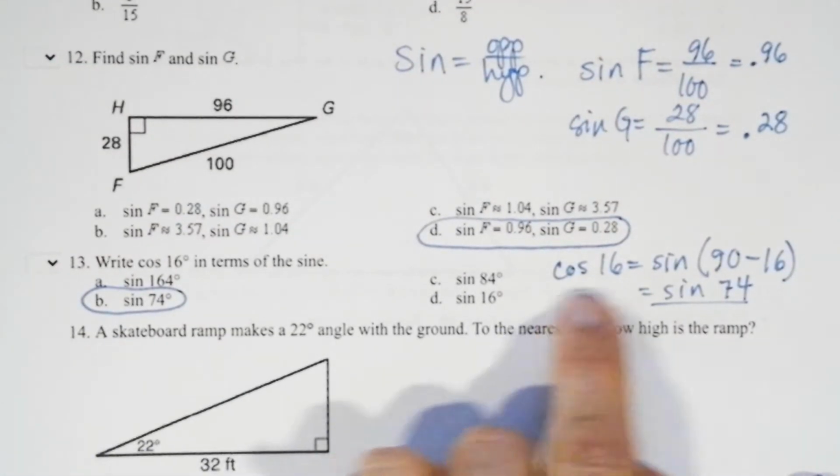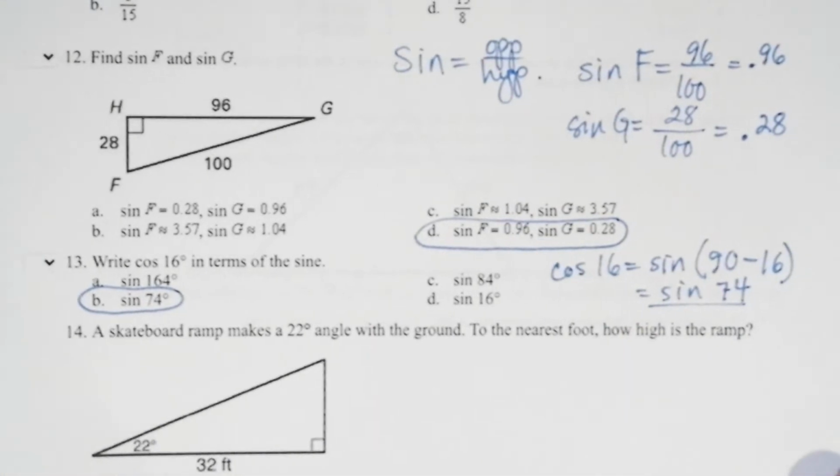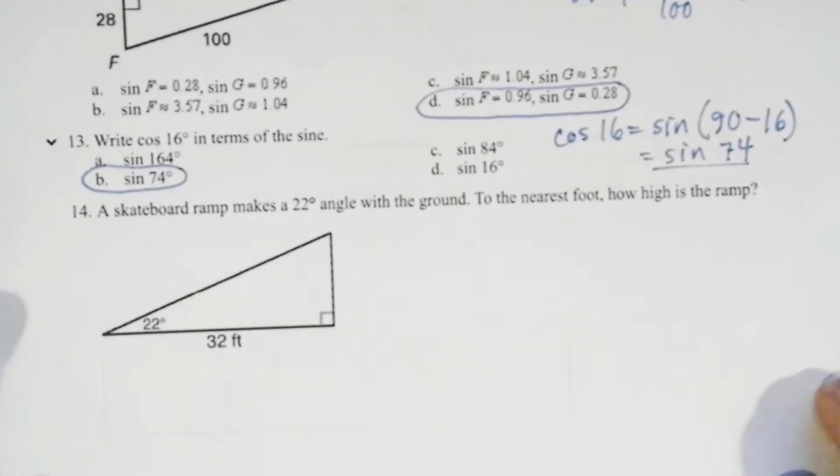And if it said sine here, it'd be the opposite with the cosine. Hope everybody's good on that. That's from section 5. Now we're going to move on.